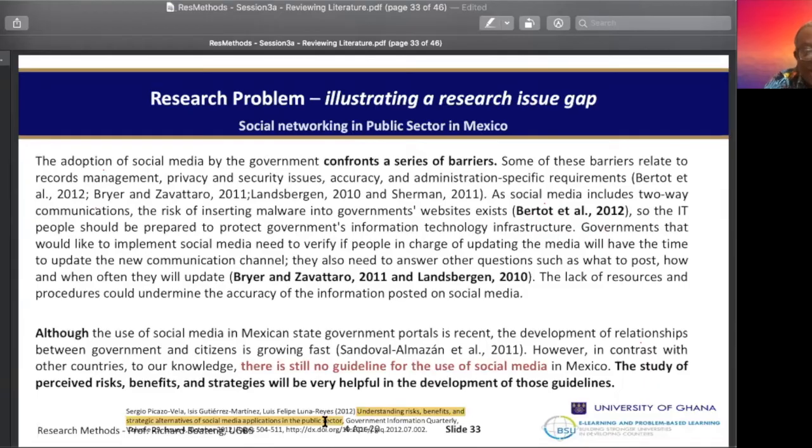So he outlines the gaps, the barriers, and gives references for that. Now he has to illustrate the references. So you see that he's going to do the first one. As social media includes two-way communications, the risk of inserting malware in government websites exists. Method et al. See, method was already here. So the IT people should be prepared to protect government information technology infrastructure.